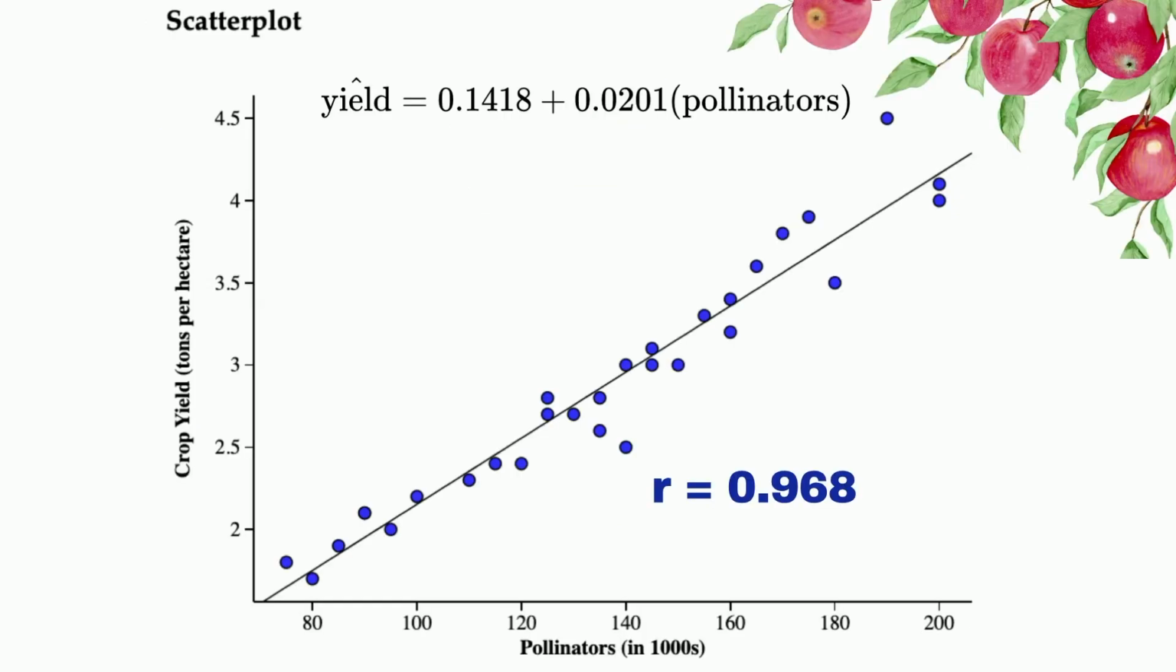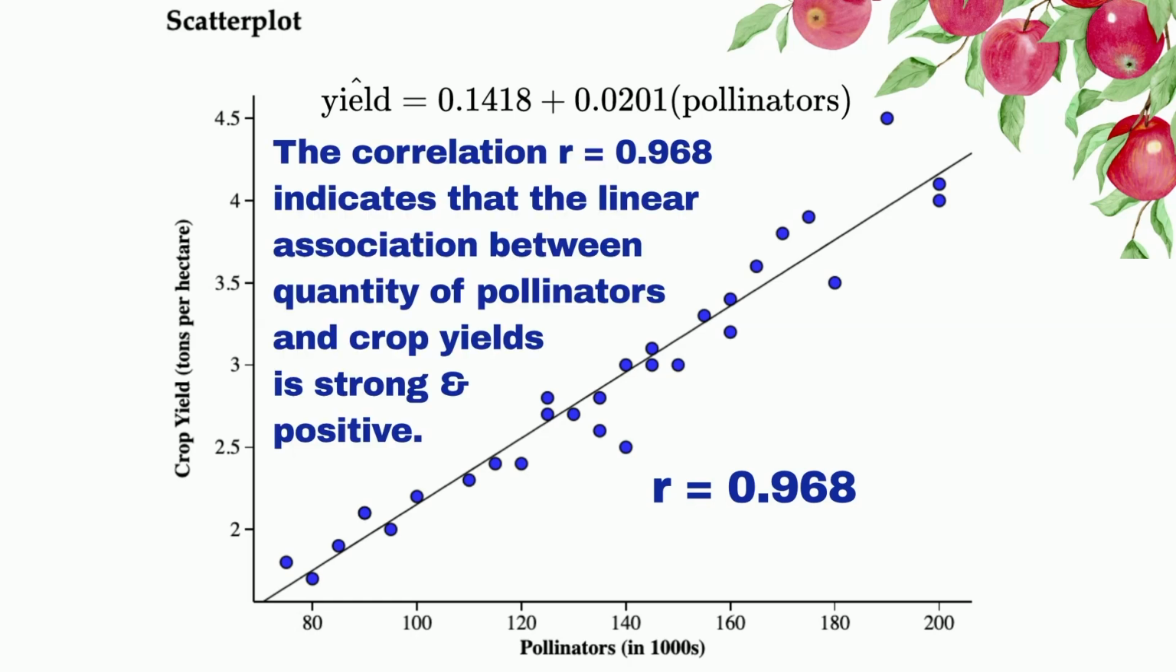The correlation between numbers of pollinators and crop yield is 0.968. If asked to interpret the correlation coefficient, we would write the linear association between numbers of pollinators and crop yield is strong and positive. Keep in mind, just because the correlation is close to 1 doesn't mean a linear model is the best model for the data. We will address that issue soon.